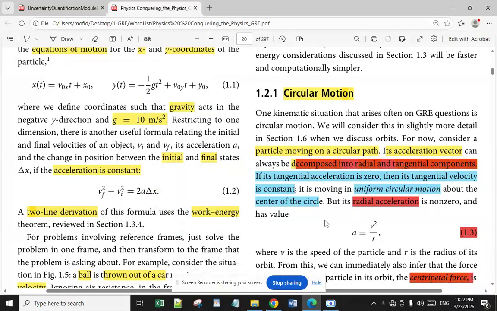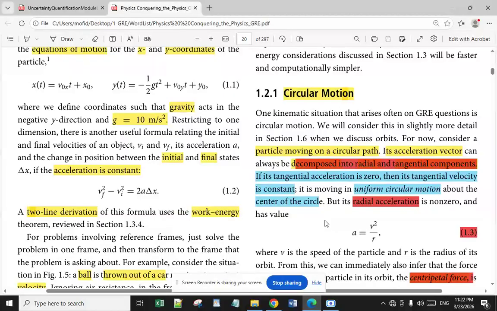One kinematic situation that arises often on GRE questions is circular motion. We will consider this in slightly more detail in section 1.3.6 when we discuss orbits. For now, consider a particle moving on a circular path. Its acceleration vector can always be decomposed into radial and tangential components. If its tangential acceleration is zero, then its tangential velocity is constant. It is moving in uniform circular motion about the center of the circle.